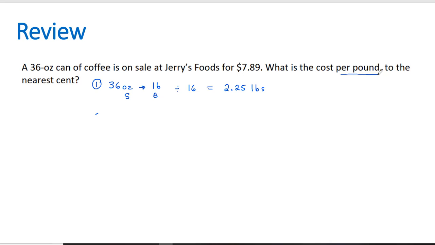Now we can convert to a unit rate. So if we're paying $7.89 for the whole can, we can divide by the quantity in the can. So money divided by quantity is going to give us our unit rate, or the price per pound. So when we divide, we're going to get $3.51 per pound.